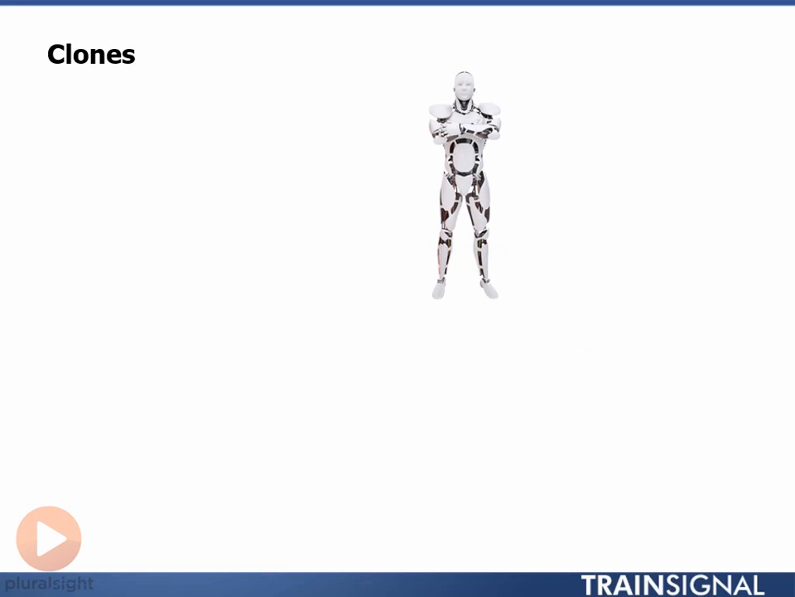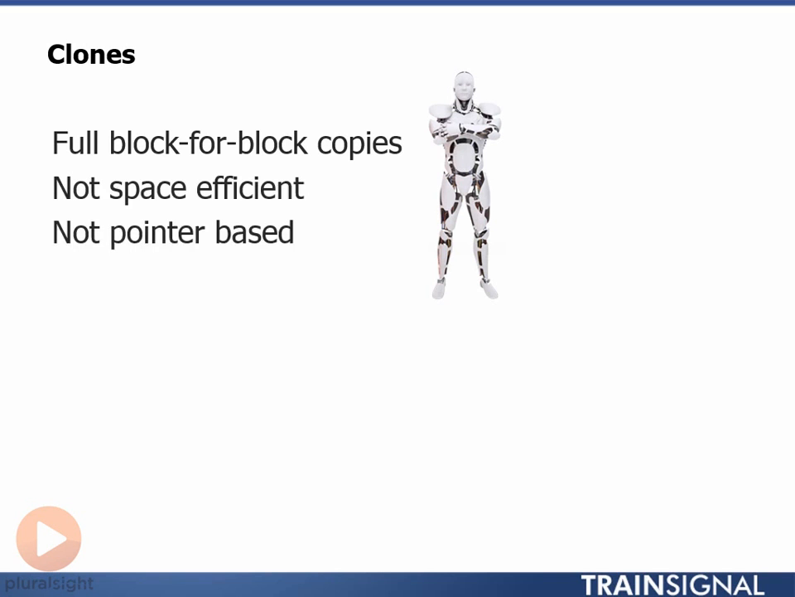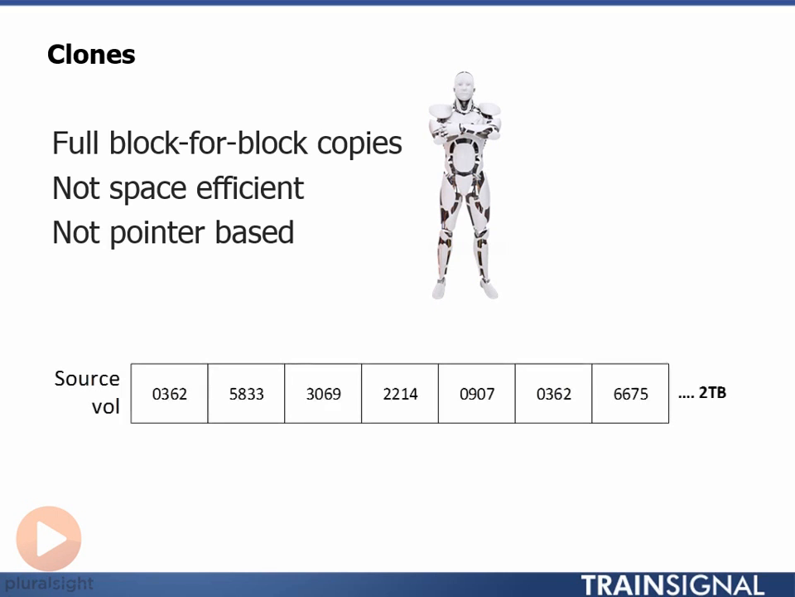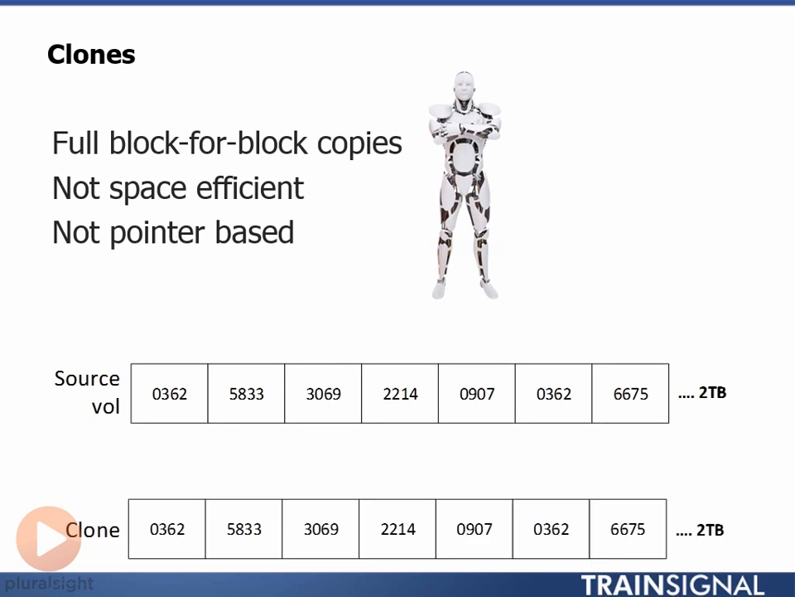Whilst pointer-based and space-efficient, that is, they only consume space as and when changes are made to the source volume, clones are none of that. Clones are full, block-for-block copies of volumes, meaning that they're not space-efficient and they're not pointer-based. If we take our same source volume that we've been working with while explaining how snapshots work, and we assume that it's a 2 terabyte volume, then any clone that we make of this volume will be a full block-for-block copy of the source, and therefore also consume its own 2 terabytes of storage, meaning that our source and clone volumes use a combined total of 4 terabytes of storage, so zero space efficiency there.